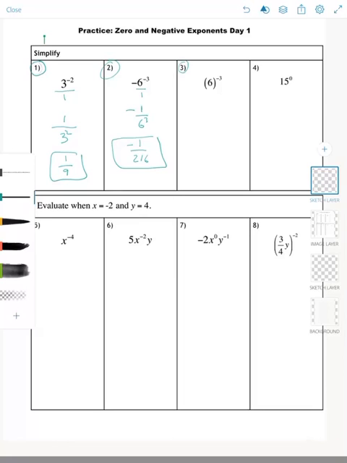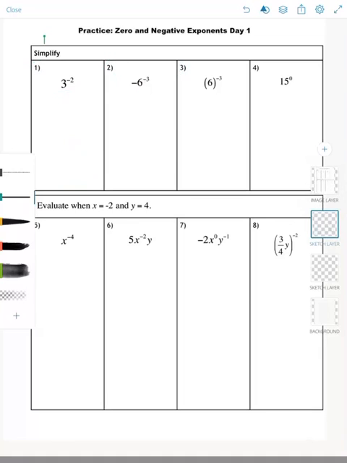Number 3. Well, this means 6 to the negative third power. There is no negative inside that parentheses, so technically those parentheses don't really matter.